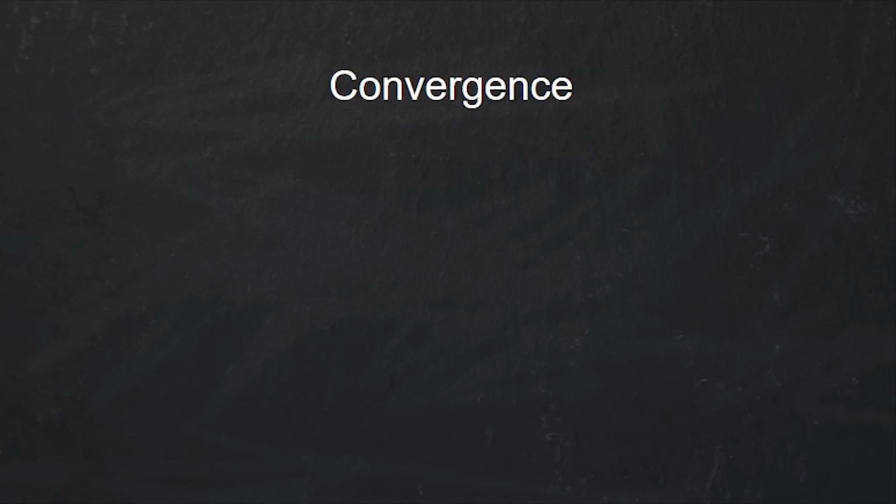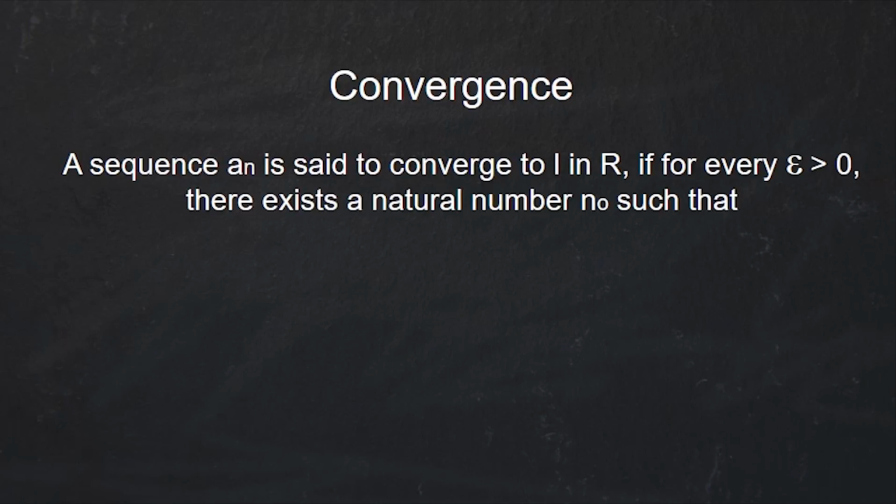Now, having talked about the limit of a sequence, we can talk about its convergence as well. So what is meant by convergence of a sequence? A sequence a_n is said to converge to a real number L if for every epsilon greater than 0 there exists a natural number n0 such that |a_n - L| < epsilon whenever n is greater than n0. Okay, so this is the formal definition of the convergence of a sequence.